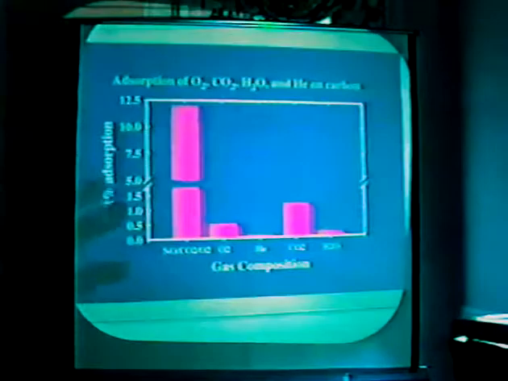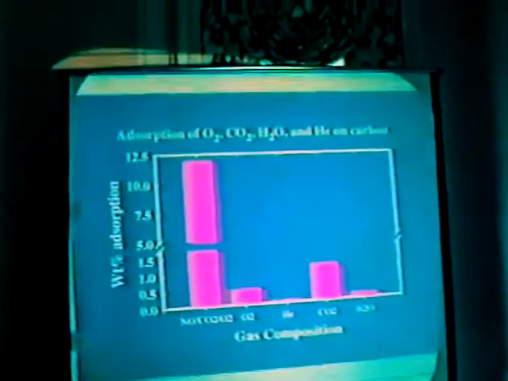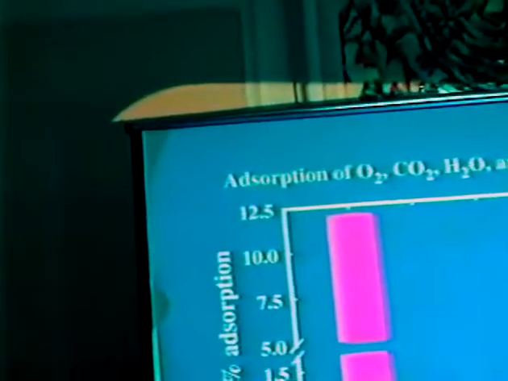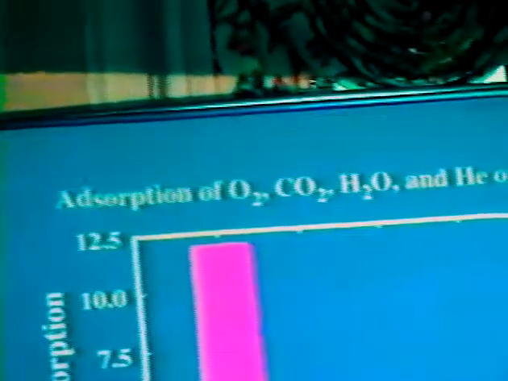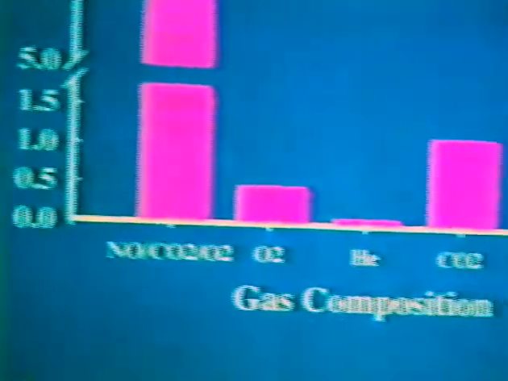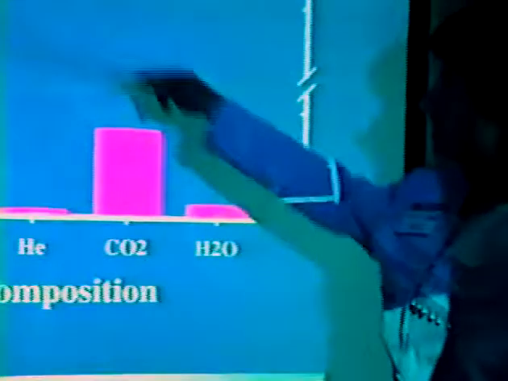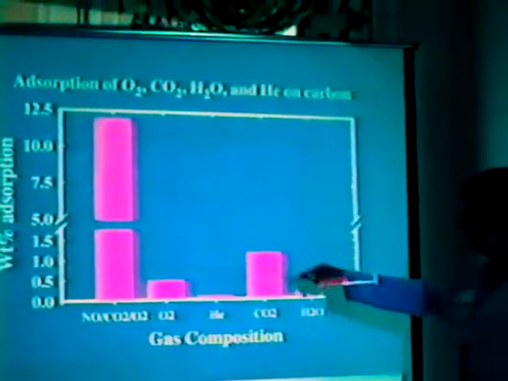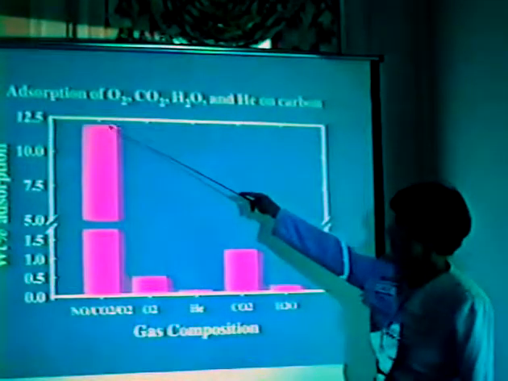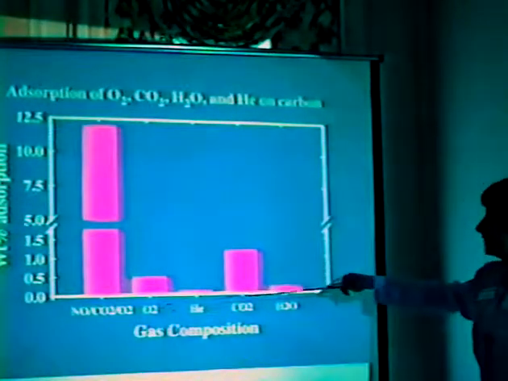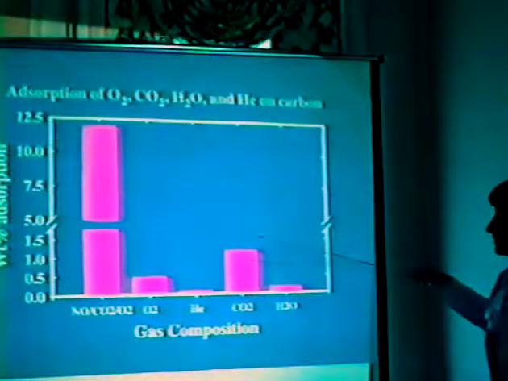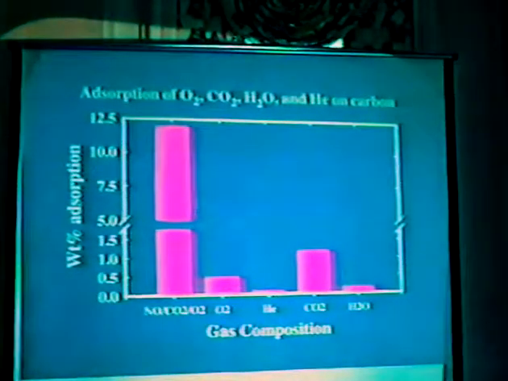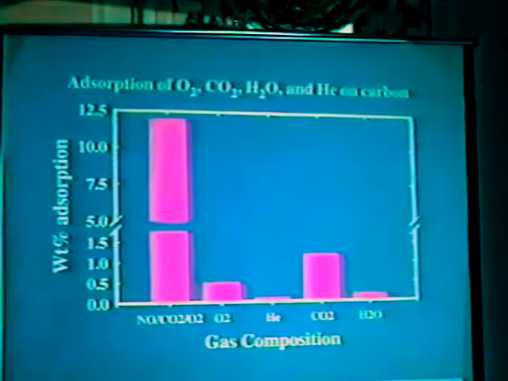Now the control runs for that previous slide are shown here, basically looking at if there was any significant amount of oxygen, helium, CO2, or water that was absorbed onto the carbon. And this is the base case here where you have nitrogen oxide, CO2, and oxygen. And as you see, we get nearly 12.5% adsorption. And the highest of these is CO2, which is less than 1.5%, or about 1.5%.